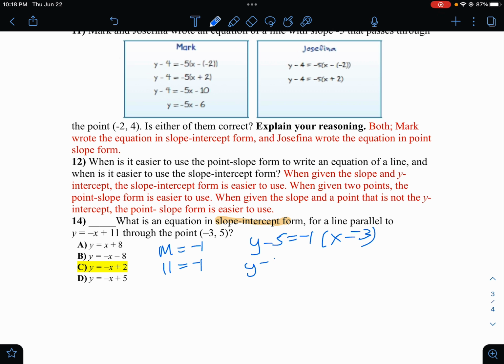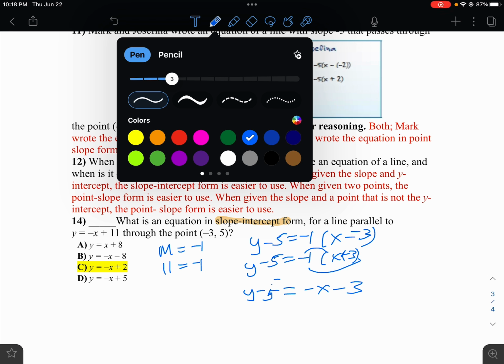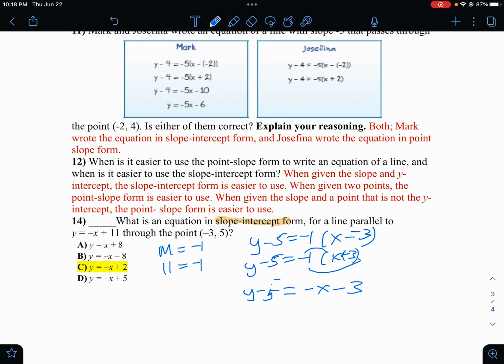So I'll write that as y minus 5 equals negative 1 times x plus 3. Distribute that negative 1 inside. Y minus 5 equals negative x minus 3. Then to get in slope-intercept form, we just add 5 to both sides. Y equals negative x plus 2. And that choice is C on this one.